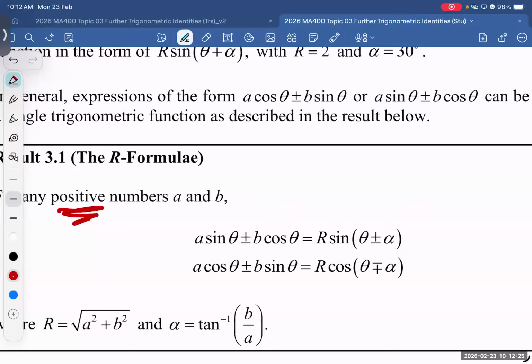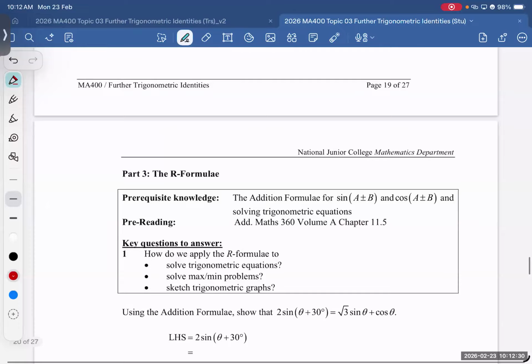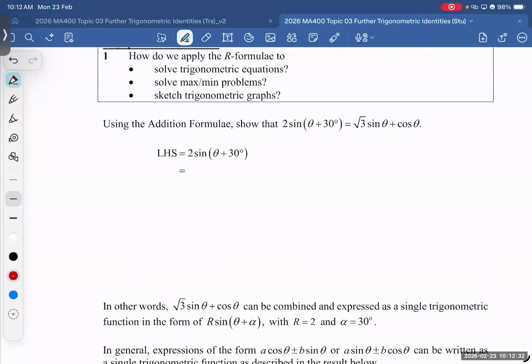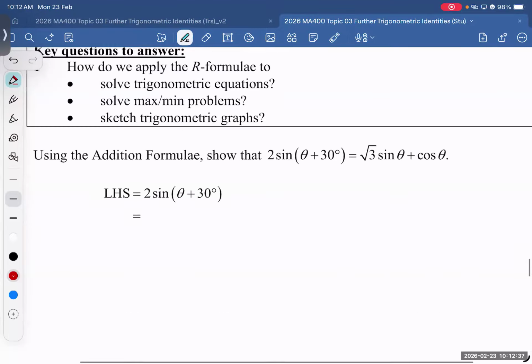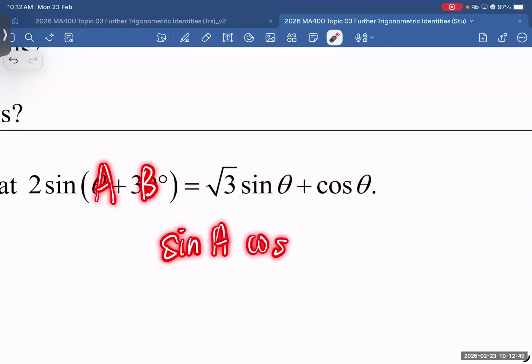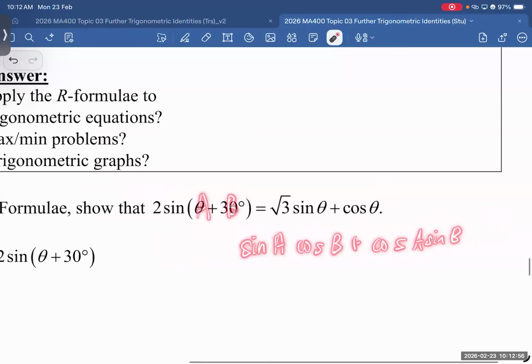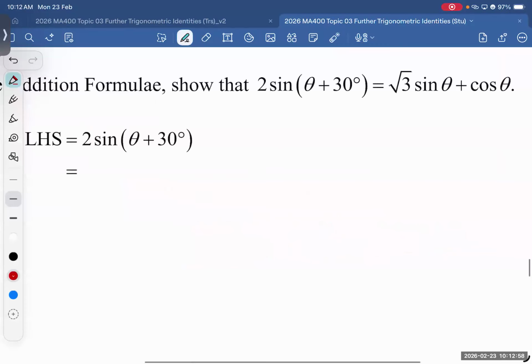Let me give you an example. Let's look at the first one. Using the addition formula, show that 2 sine of theta plus 30 is square root 3 sine theta plus cosine theta. Now very simple, using the addition formula, I treat this like sine of A plus B, which is sine A cos B plus cos A sine B. Open it up slowly. The 2 may be outside.